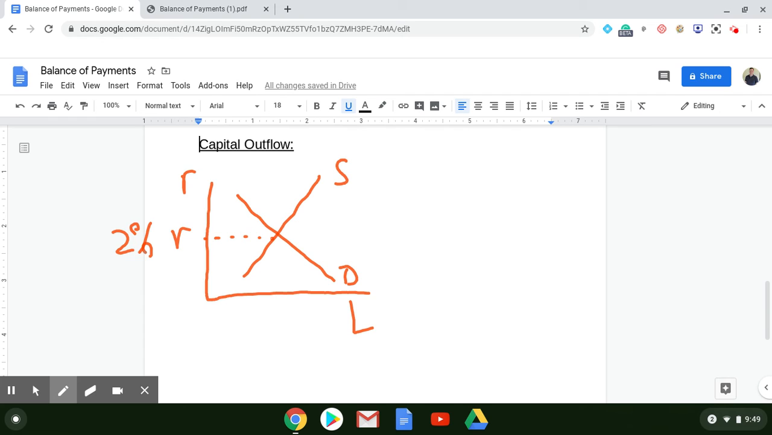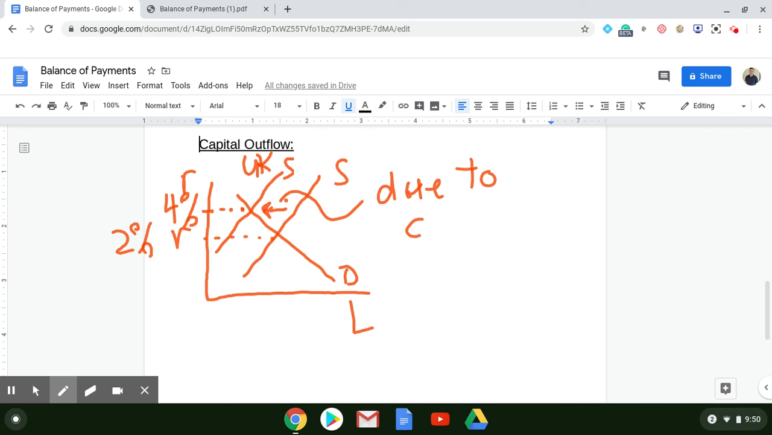Our UK investors, our UK savers, with their savings decide to take their cash, take their capital, and go elsewhere, namely the United States. That means that the supply of loanable funds will decrease, causing the interest rate to rise. And we'll say this is due to a capital outflow. I'm just going to put a K for capital. Capital outflow.